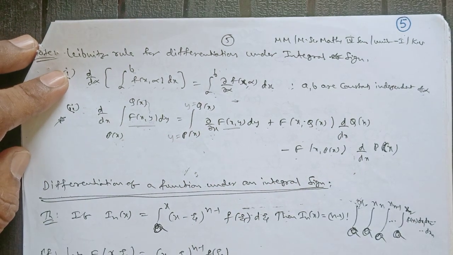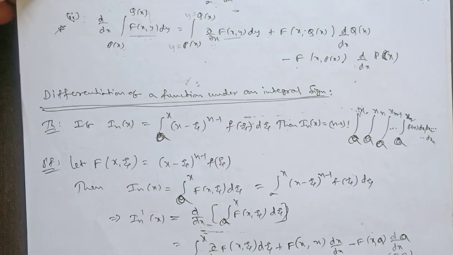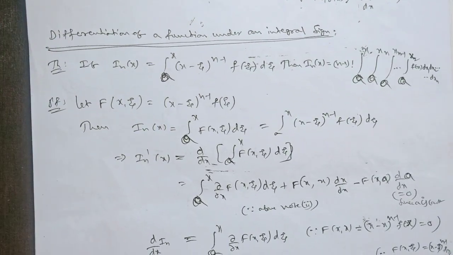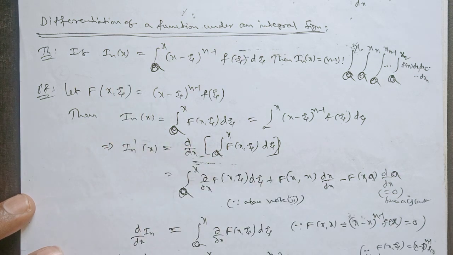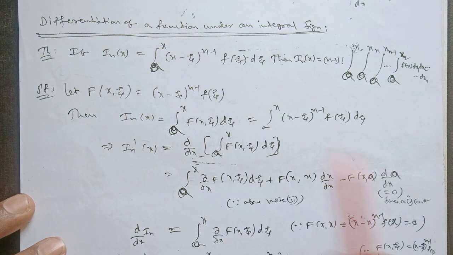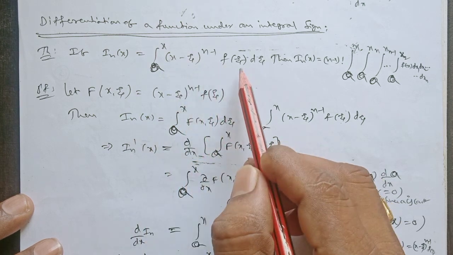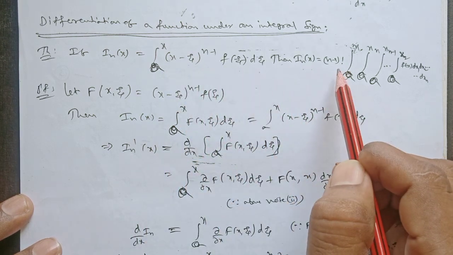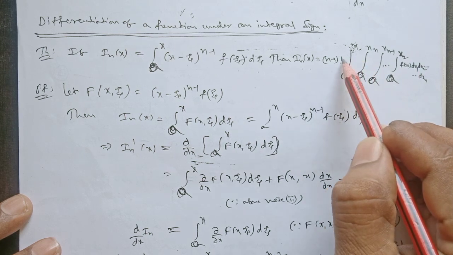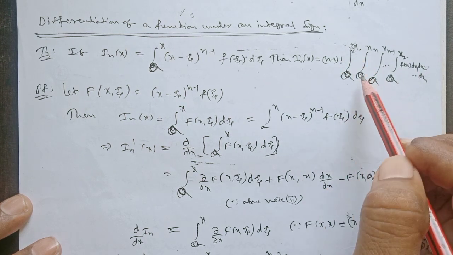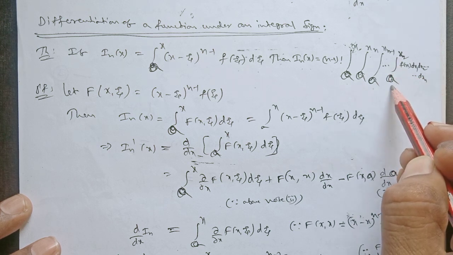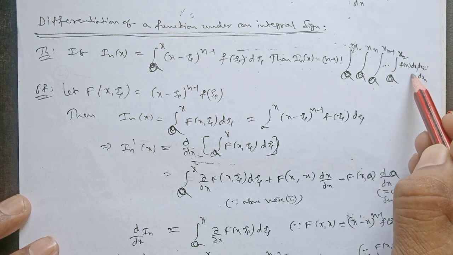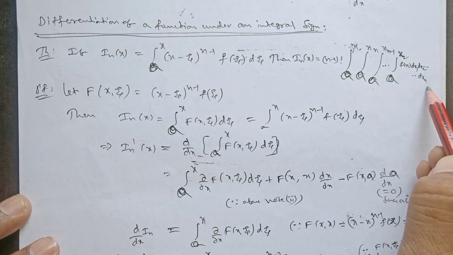Now I am explaining differentiation of a function under the integral sign. Here, I_n(x) looks like the reduction formulas. If I_n(x) is equal to the integral from a to x of (x minus xi) to the power n minus 1 times f of xi d xi, then I_n(x) is equal to 1 by (n minus 1) factorial times the integral from a to x, integral a to x_n, integral a to x_(n minus 1), and so on, integral a to x_2 of f of x_1 dx_1 dx_2 and so on dx_n. This is the result or theorem.